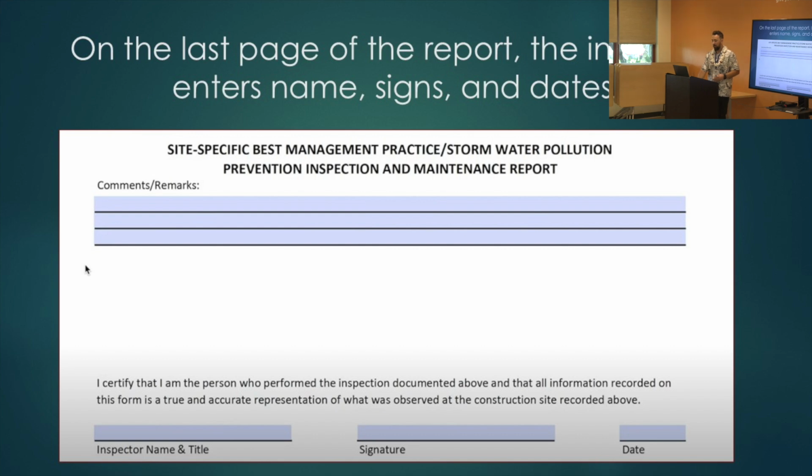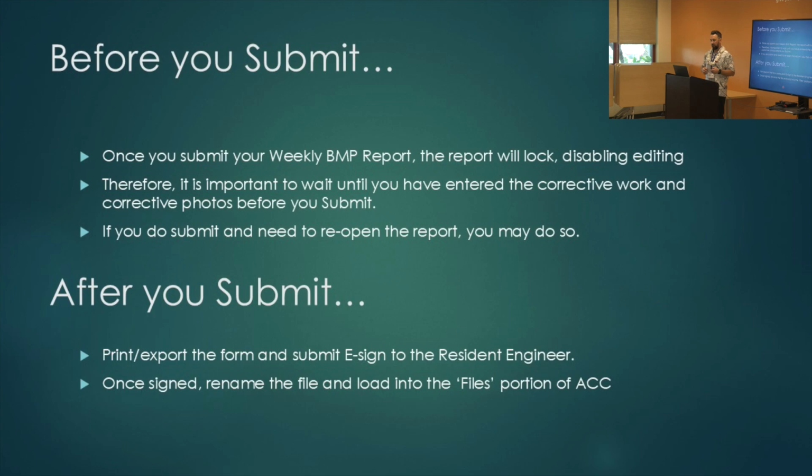And then you just name, title, sign, and date the form, and then you would hit submit. That is the final step for this weekly form here. And again, just highlighting that once you submit the form, it actually locks it for editing. So before you hit submit, make sure that you have all that information in that form, including both the deficiencies and corrective action work.